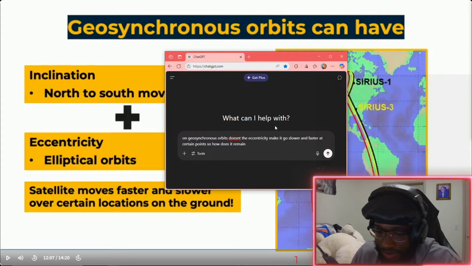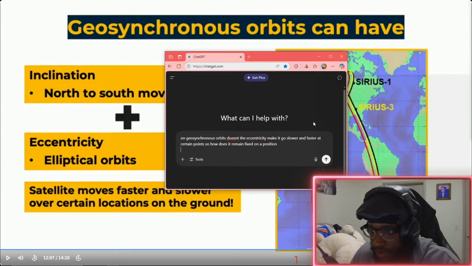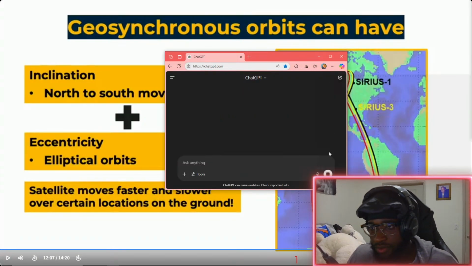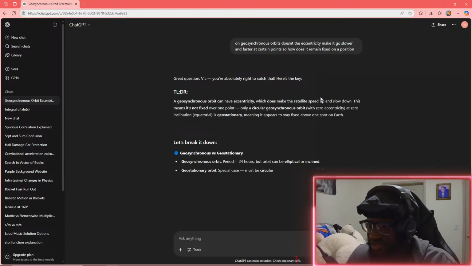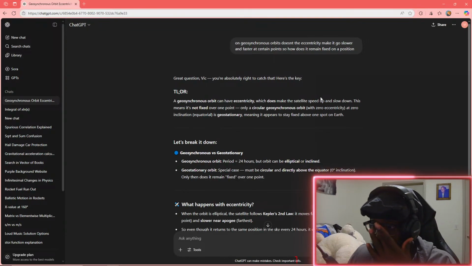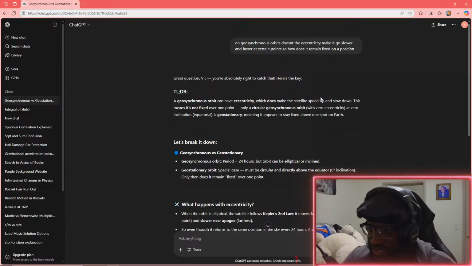How does it remain fixed on a position? Oh, so geosynchronous and geostationary are two different things. Yeah. I'm an idiot.